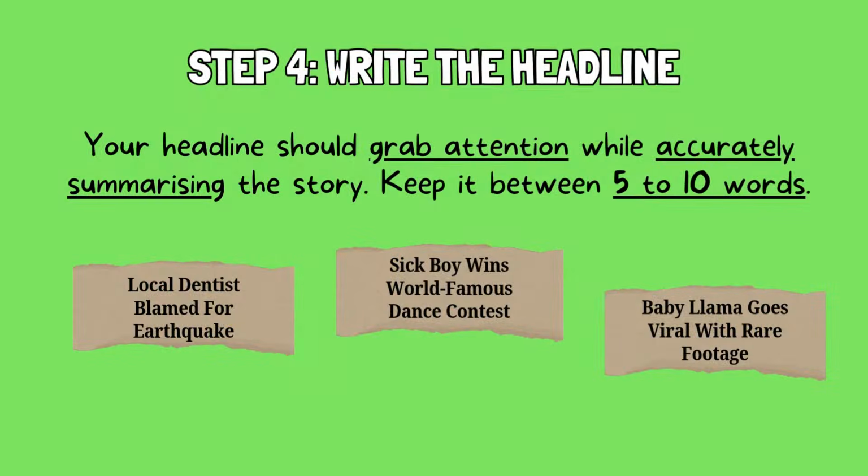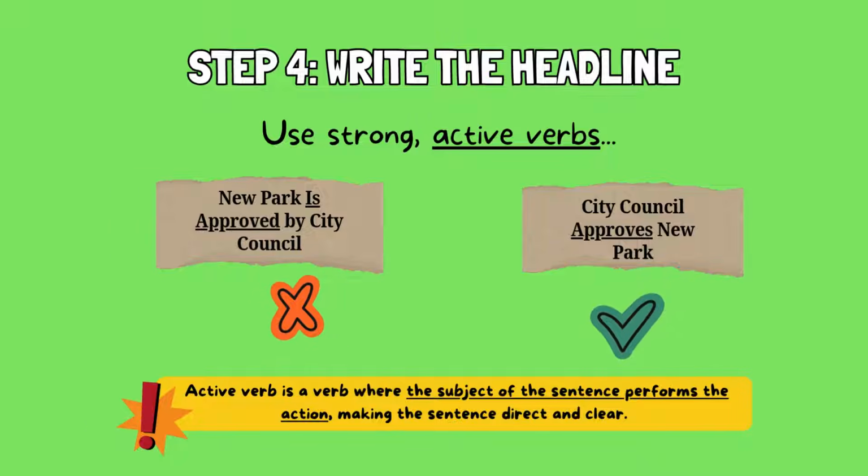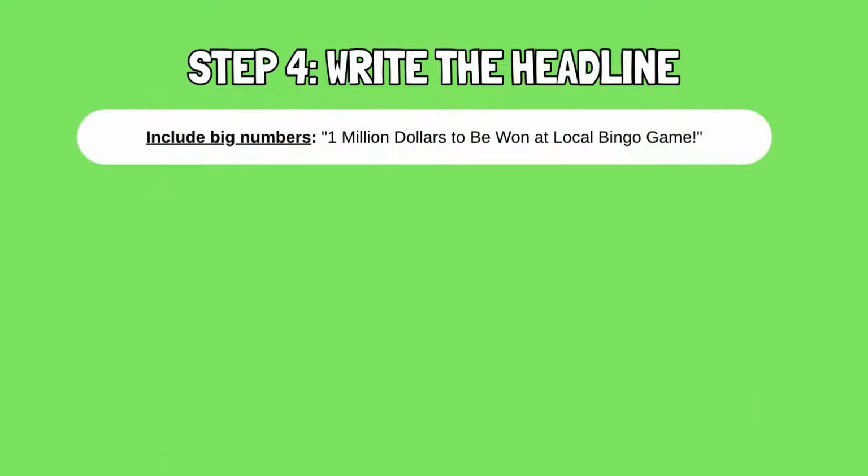Step 4. Write the headline. Your headline has one job: grab attention while accurately summarizing the story. Keep it between 5 to 10 words. Use strong, active verbs. "City Council approves new park" is much better than "New park is approved by City Council." See the difference? Active voice makes it punchy and immediate. Here are some techniques that work.